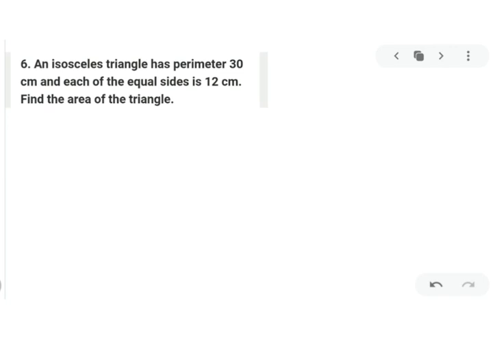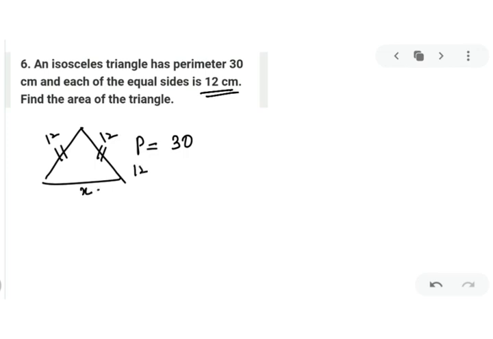Let's start with the next one. An isosceles triangle has a perimeter of 30. So I am making this isosceles triangle, so two sides are equal. Its perimeter is given as 30 and the equal sides measure 12. So can I keep the third side as x? Can I write 12 plus 12 plus x is equal to 30? From there, I will get the value of x as 6 centimeters.